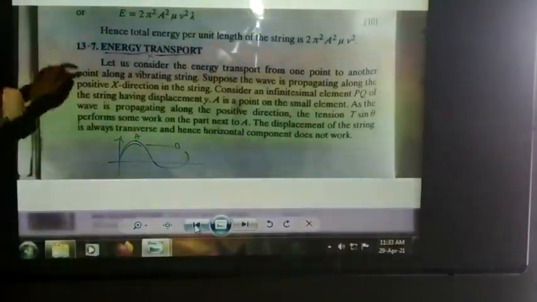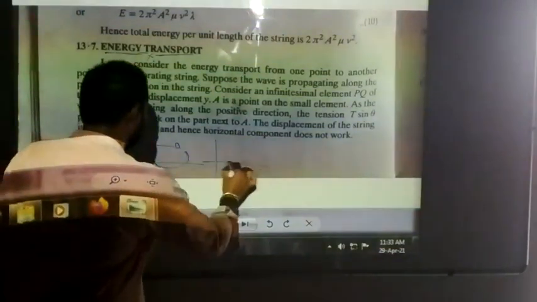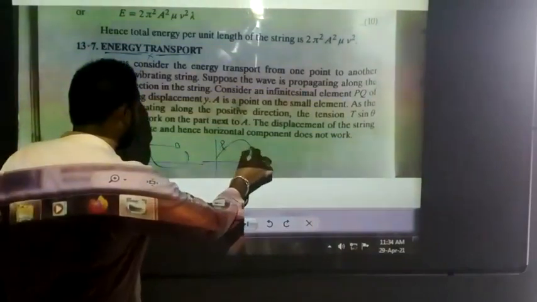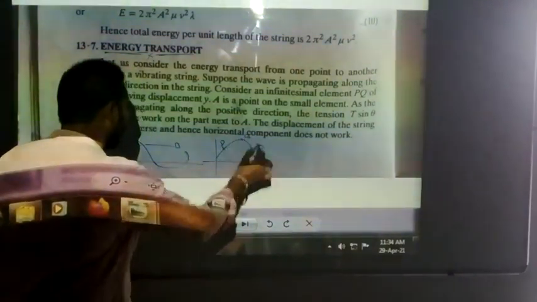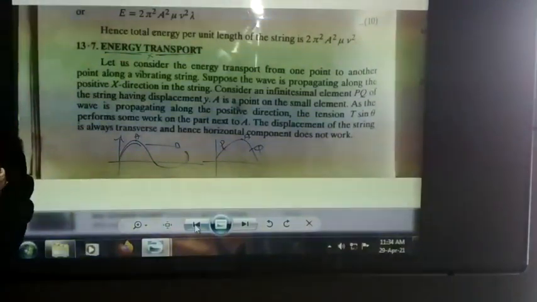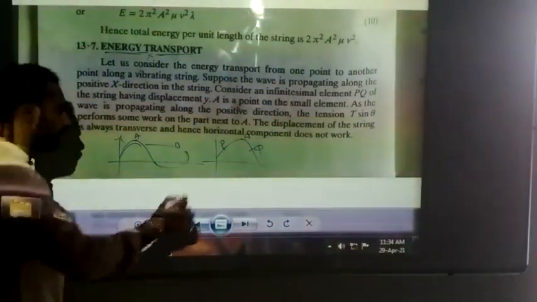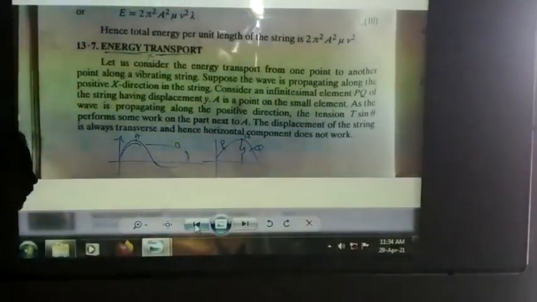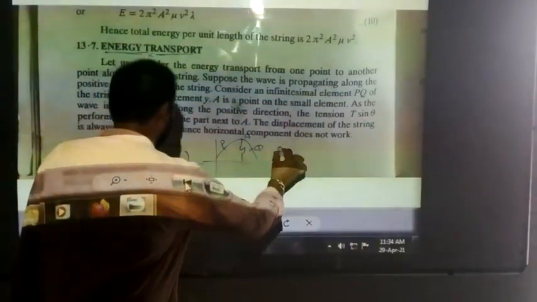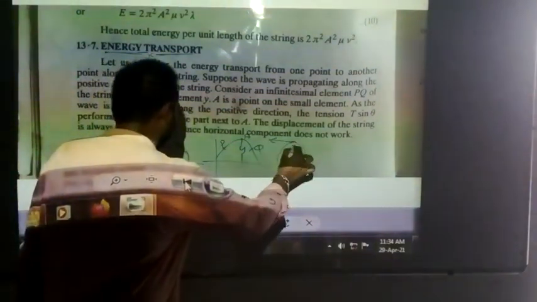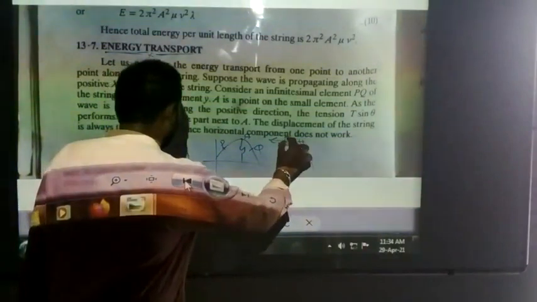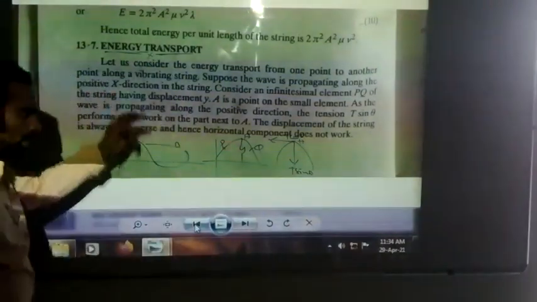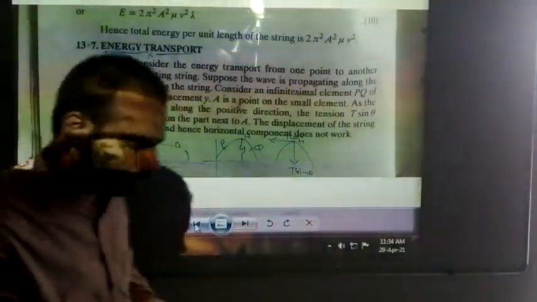For that purpose we will consider a string. In it we consider a small segment PQ. At a point A we will find the energy, the power. Here the displacement of the string is along the y-axis, given by y. Whatever force is acting has two components: one is the horizontal component, T cos theta, and the other is T sin theta in the negative y direction. We will see the diagram clearly here.